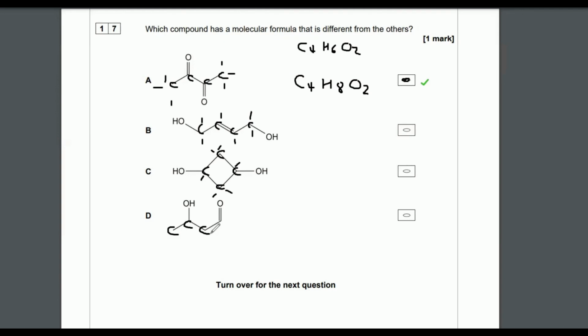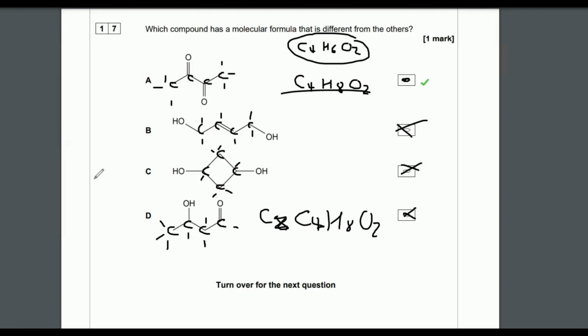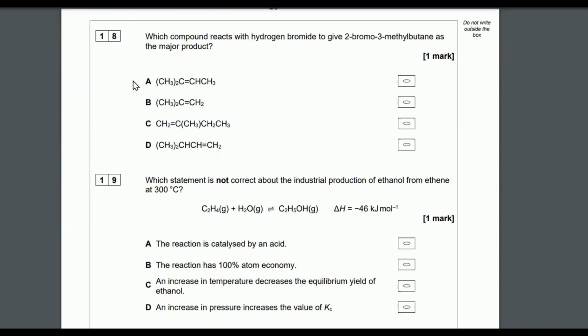So if we check D, it's got 1, 2, 3, 4 carbons. There's 3 hydrogens there, 1 there. There's 1 on the OH. That's 5. 1, 2, 6, 7, and then 1 on the aldehyde group, 8. Yeah. So that should be C4H8O2 again. So yeah, A is correct. C4H6O2 is the formula. The rest have C4H8O2 or something like that.